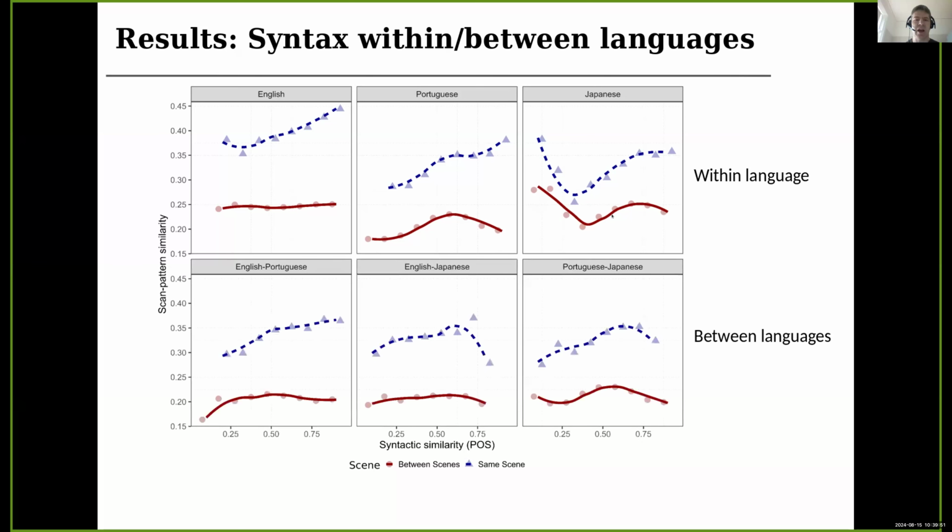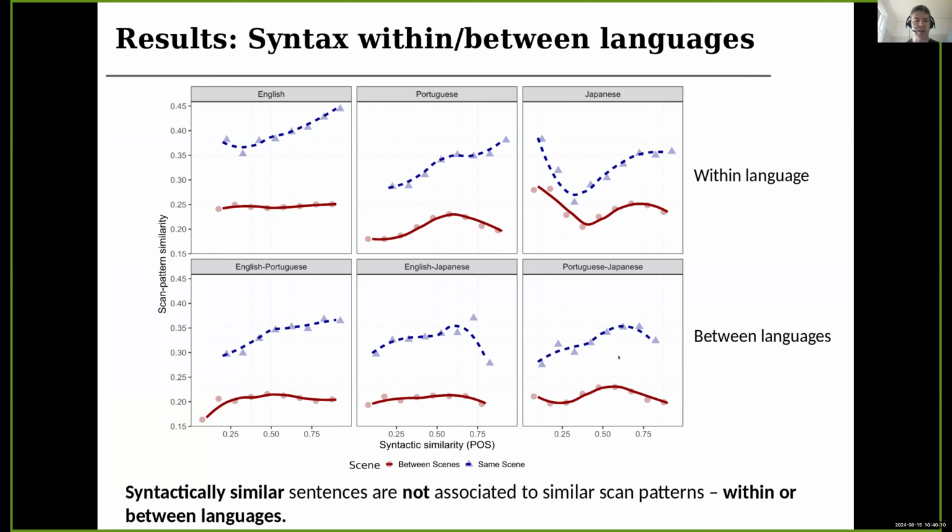And then let's look between languages as well. And again, if we squint, we can still see an effect for the same scene, maybe less convincing than the semantic effect. But between different scenes, the effect really goes away. Okay, so to summarize this, we saw that syntactically similar scenes don't seem to be associated with similar scan patterns within languages or between languages. Right, the effect is much reduced or even absent, for example, for Japanese.